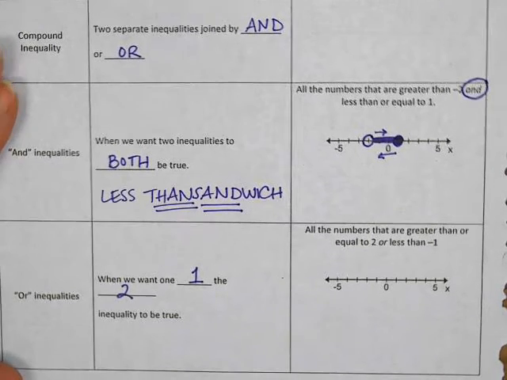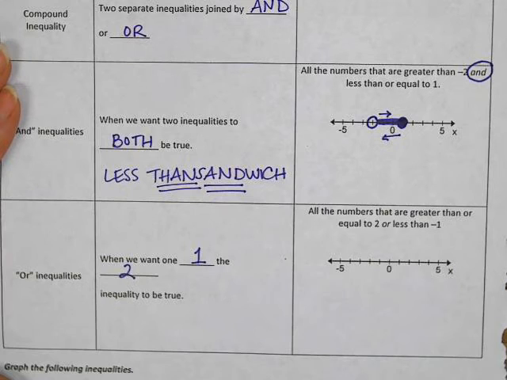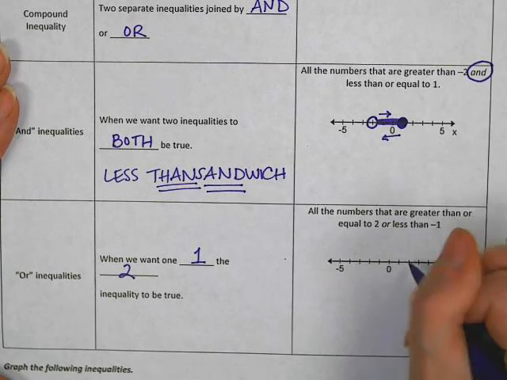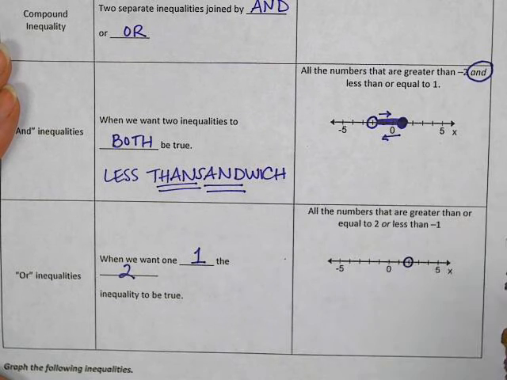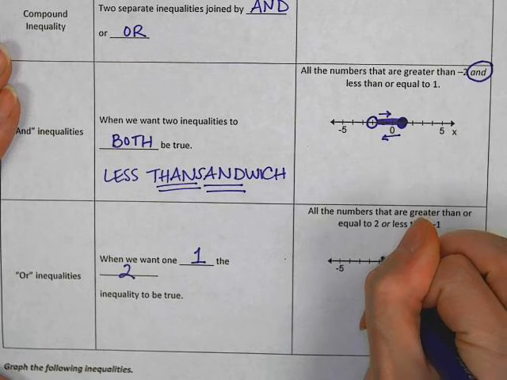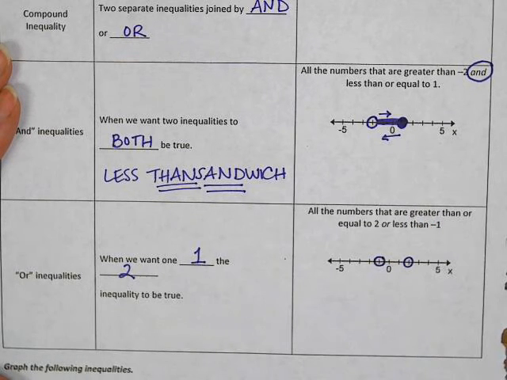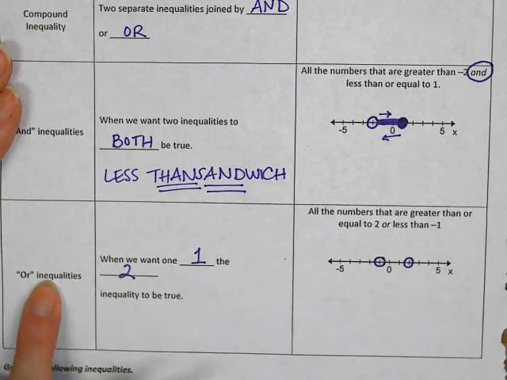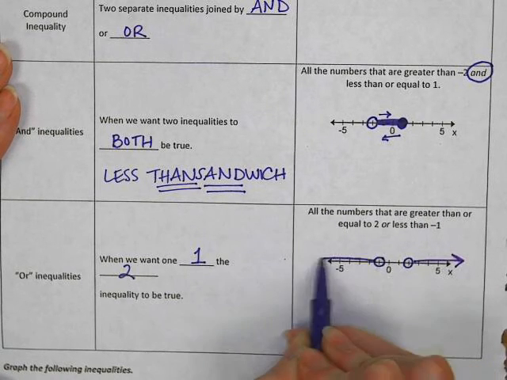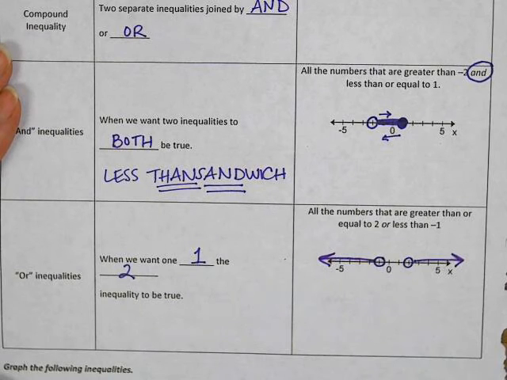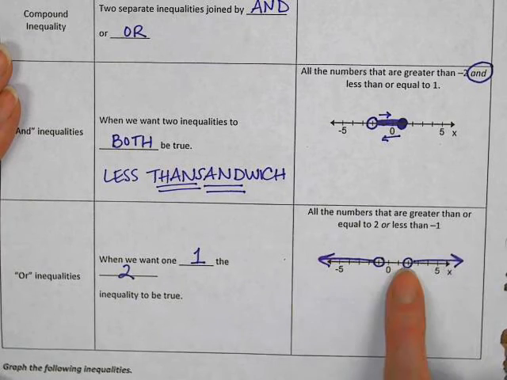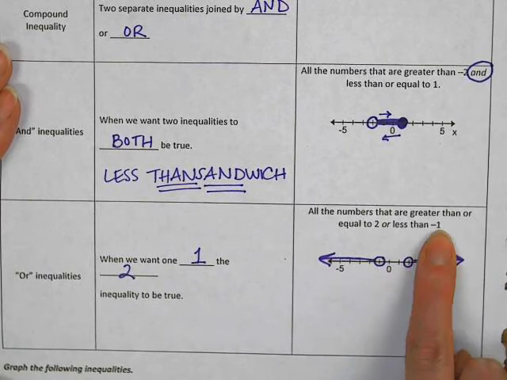All right, now or is just the opposite, but it starts the same. So greater than 2 would be an open circle at 2. Less than -1 would be an open circle at -1. And when it's an or, just the opposite happens. You go off to the side, not the sandwich. Let's see if that makes sense. Greater than 2 would be going this way. Less than -1 would be going this way.